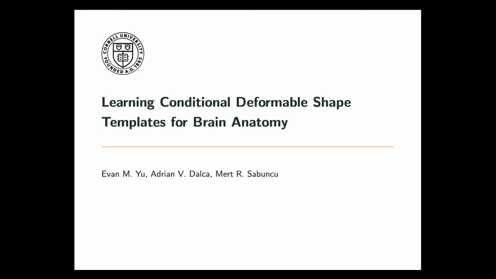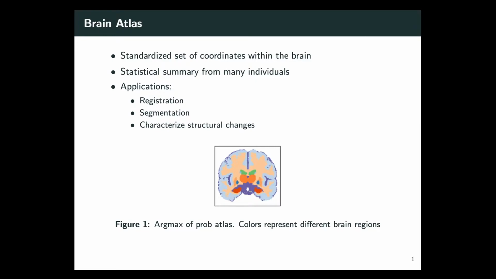In this presentation, we'll introduce a method to learn conditional deformable shape template for brain anatomy. An atlas, or template, provides a standardized set of coordinates to determine specific sites within the brain. In this presentation, I will be using label atlases as shown by the example below. It assigns label probability at each voxel of the brain.